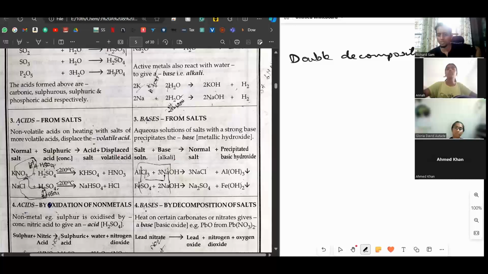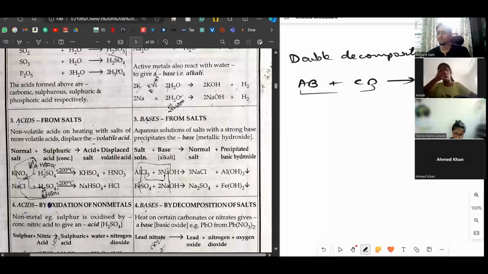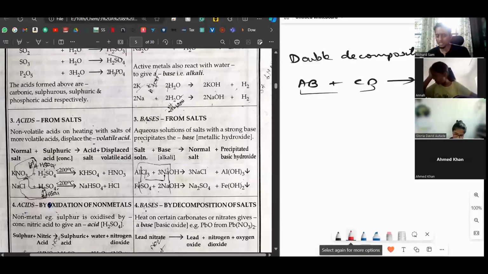So what do you mean by double decomposition? If you have a metal, non-metal reacting with another, okay, let me write it this way: AB reacting with CD to form AD and CB. Why like this? So here A is the positive radical or positive ion, B is the negative radical. Same way C is the positive radical, D is the negative radical.